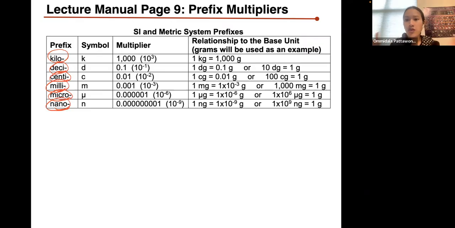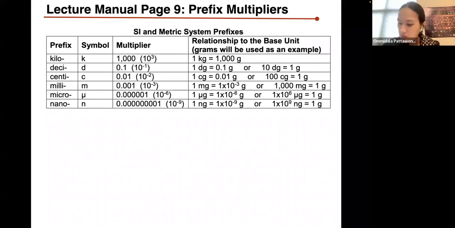Okay, so there might be others as well, right? For example, picometer. When you talk about the size of an atom, like in picometers, that is even smaller than nanometers. But I'm not going to go over that. At this point, we're just going to keep it simple and use only this list. So what does all this mean?